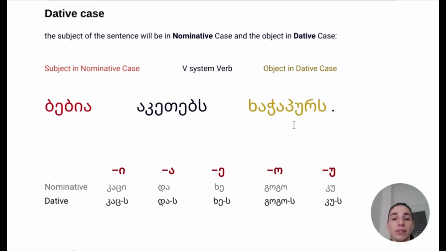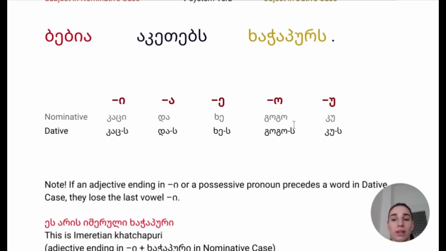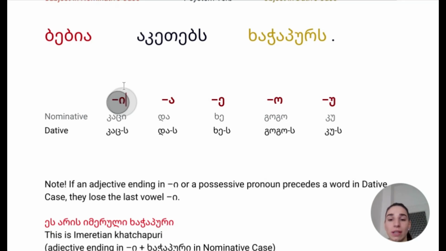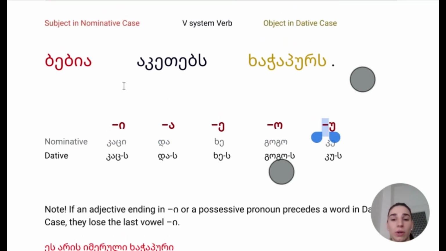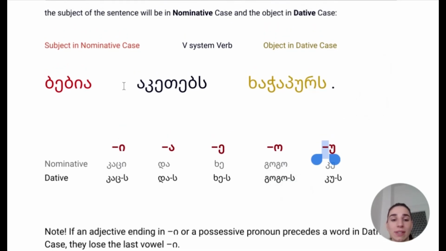So let's learn how to create the dative case for words. We have the vowels E, A, I, O, and U. What happens is that the words have to end with this kind of vowel, right? In Georgian, everything has to end with a vowel.